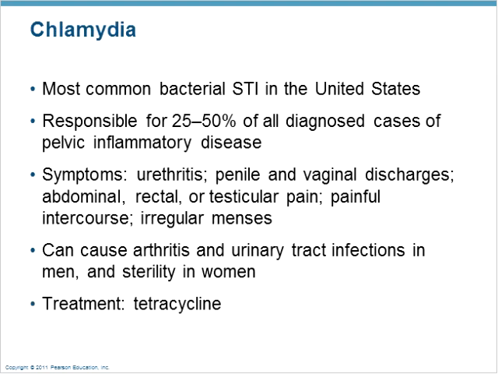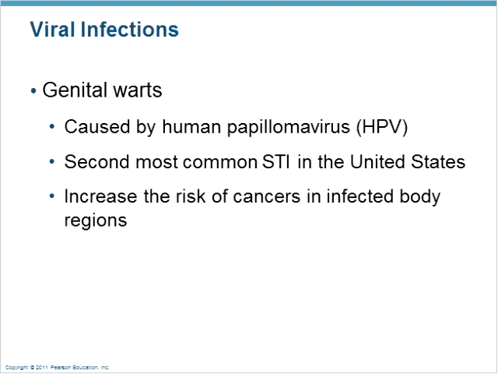Chlamydia is the most common bacterial STI or STD in the United States, and it travels very nicely with gonorrhea. It's responsible for 20 to 50% of all diagnosed cases of pelvic inflammatory disease today. The symptoms are urethritis, penile or vaginal discharge, abdominal, rectal, and testicular pain, painful intercourse, and irregular menses. It can cause arthritis and urinary tract infections in men and sterility in women, and the treatment is tetracycline or a derivative like doxycycline. Viral infections include genital warts.